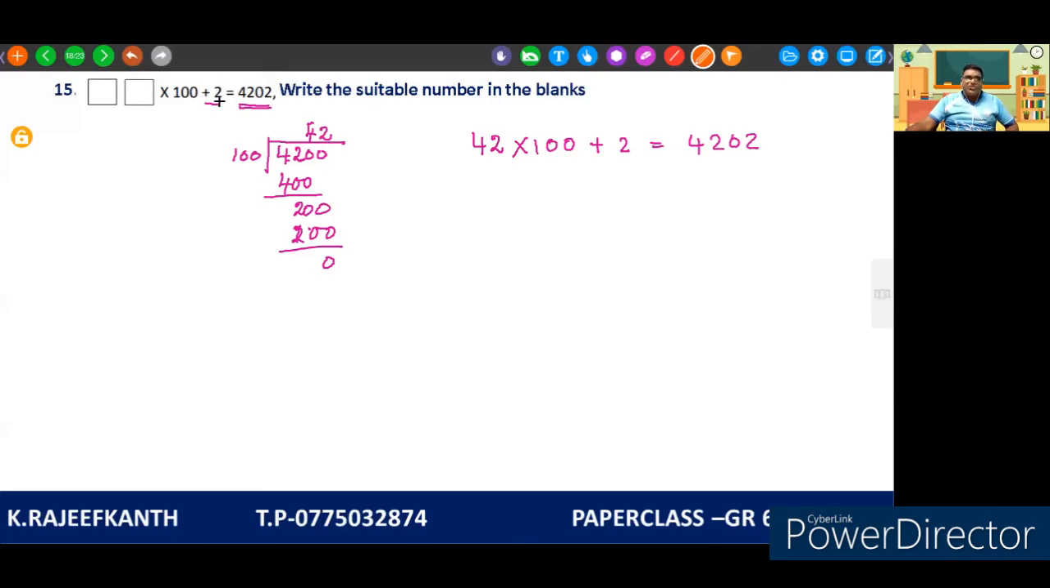After adding 2 with this number, we got the answer as 4,202. So first we have to find, before adding this 2, what was the number? That is 4,200. Here this 4,200 is after multiplying by 100. Right? So what was the number? That is 42. Then here we have to write the answer as 42. Then question number 16.